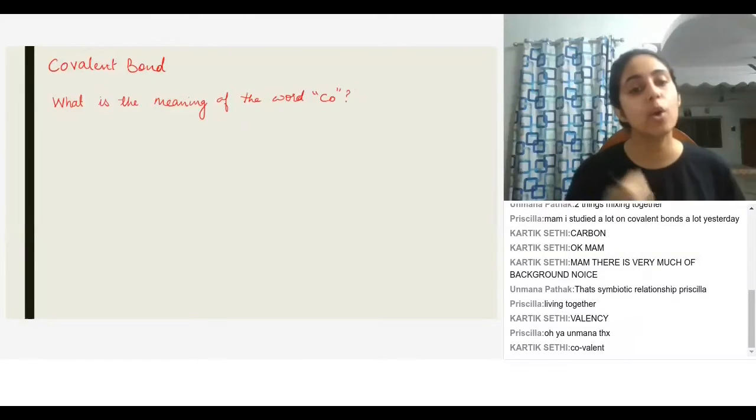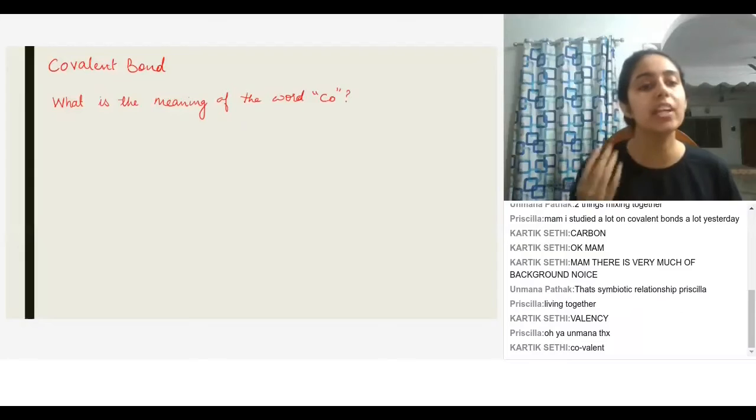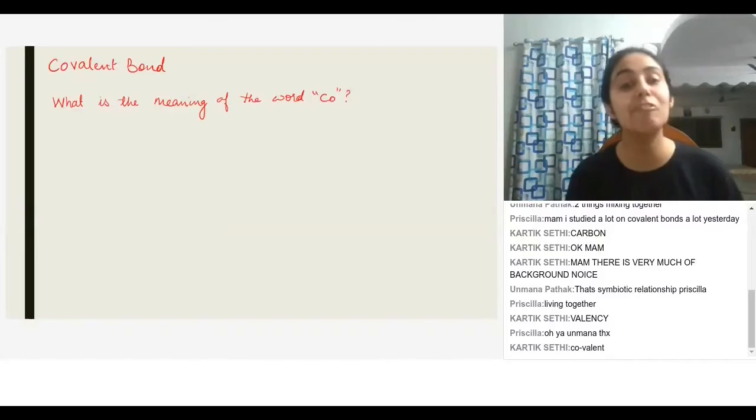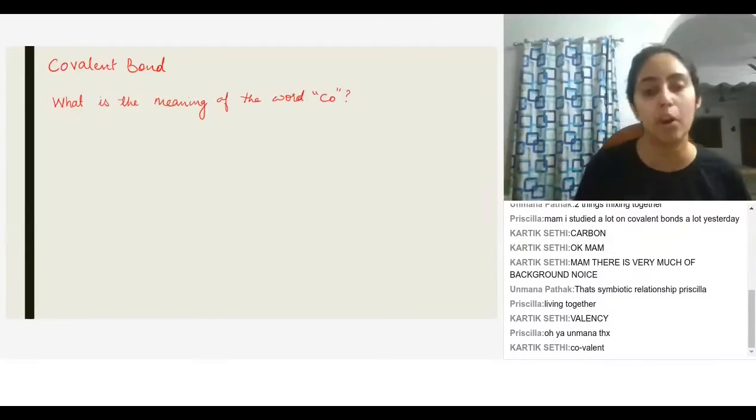So when I say covalent, what do you think covalent means? Sharing valency. Yeah, so sharing of valence electrons, meaning covalent. That is why we use the word covalent bond.